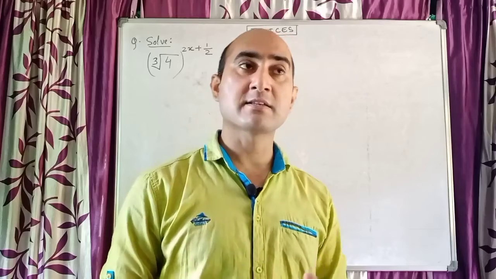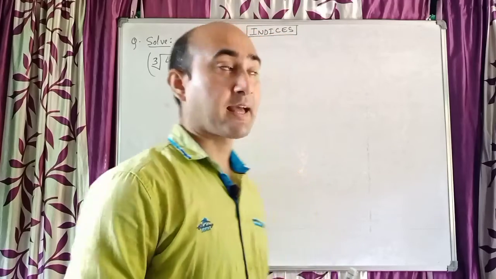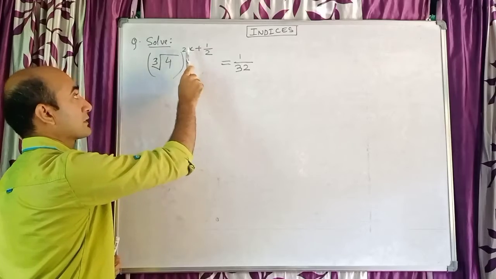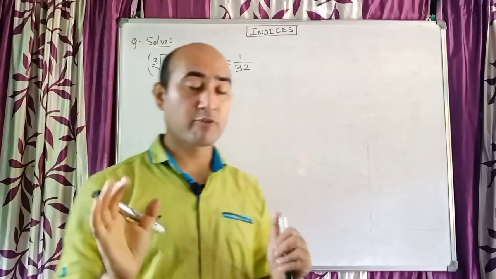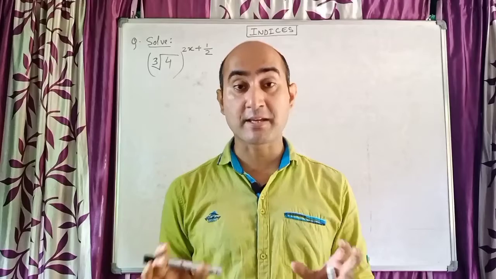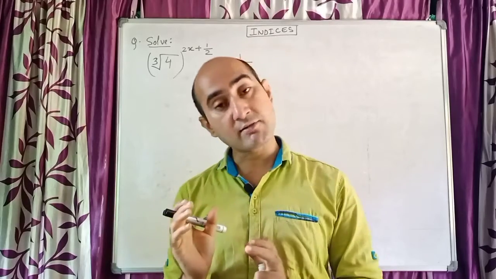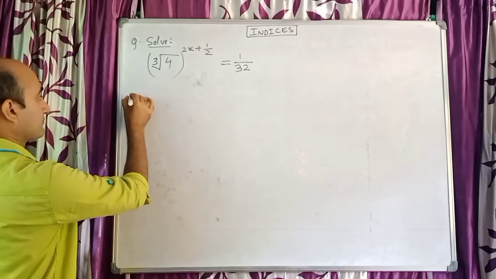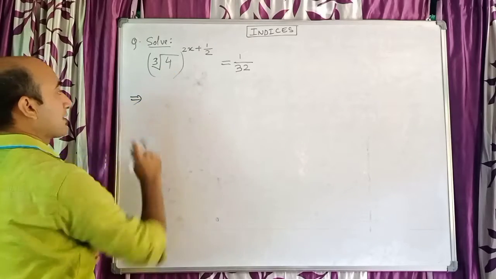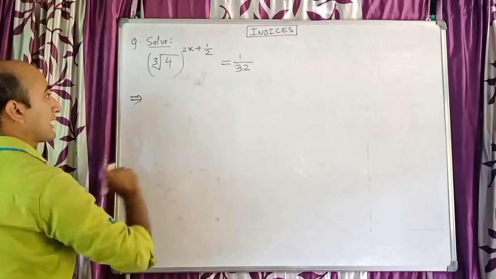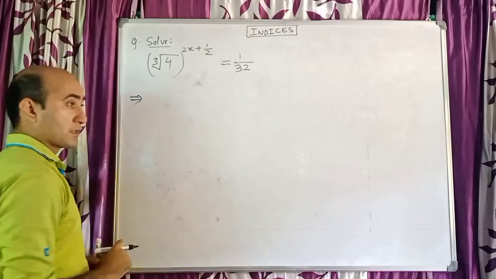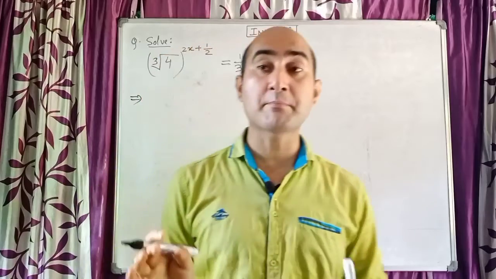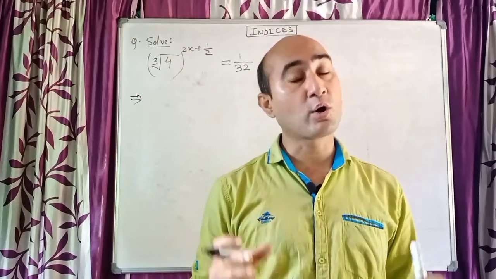I have already discussed in my last video that when x is in the power, our first target is to make the base the same on the left hand side and right hand side. So let us start this question, children. This 4 and here there is 32. So 4 and 32 both can become powers of 2.